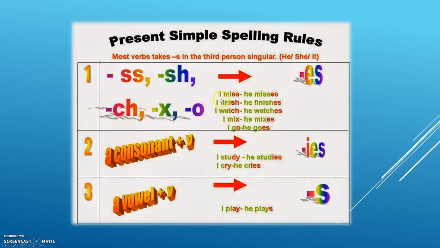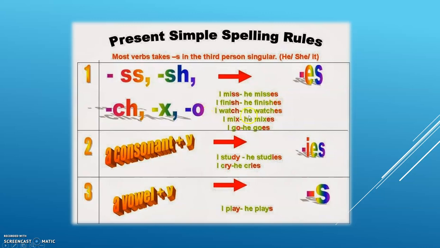So, pay attention here. When I say, I miss. Now, if I have to put it in simple present tense, he misses. So, ES will come. I finish, he finishes. ES. Some of you just put S, which is wrong. You must put ES. Okay?